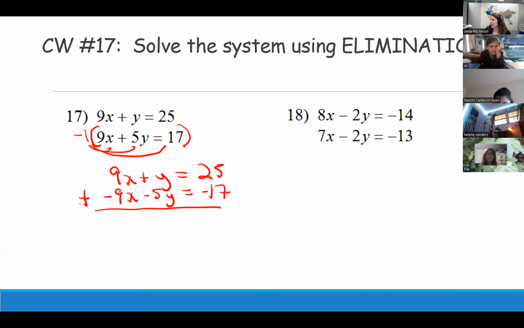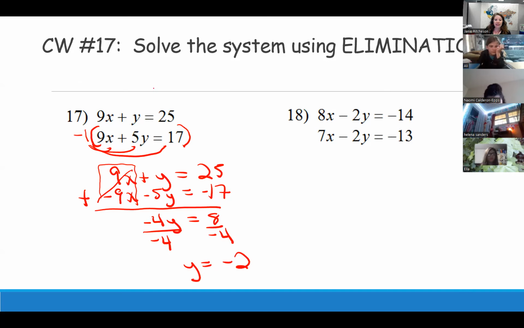All right, what happens to my x's? They're gone, right? Then I have 1y combined with negative 5y. What's 1 minus 5? Negative 4y. 25 combined with negative 17 is 8. And then I'm going to divide both sides by -4. So my y value is -2.